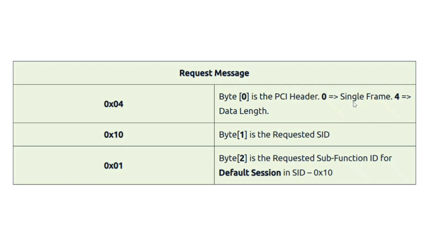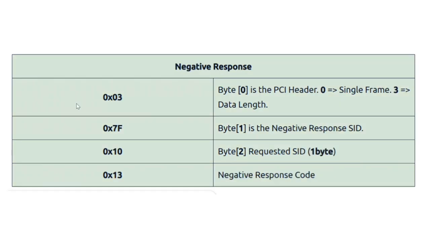So 4 is the data length, 10 is the requested SID, and 1 is the subfunction. 3 is the length, 7F is the negative response SID, 10 is the requested SID, and 13 is the negative response code.